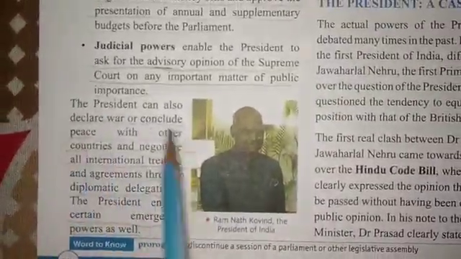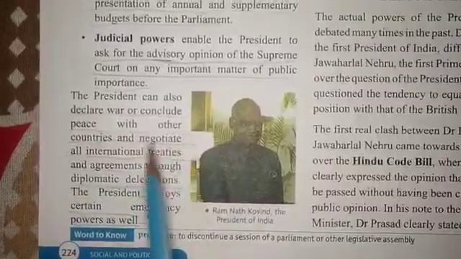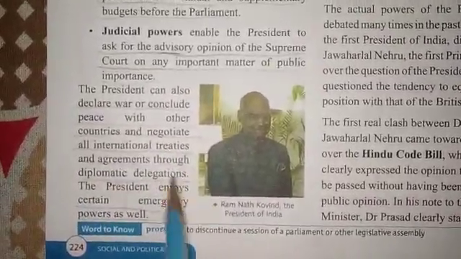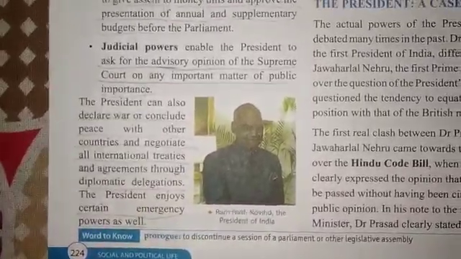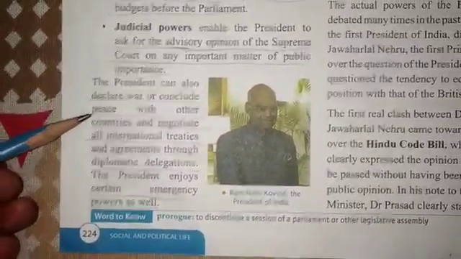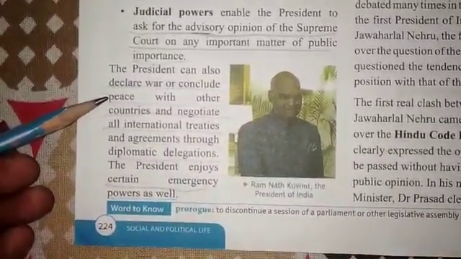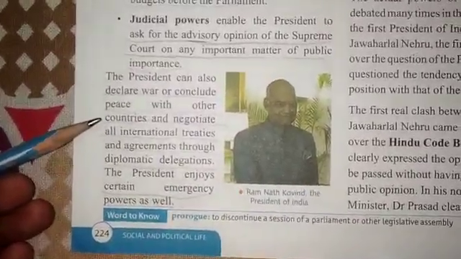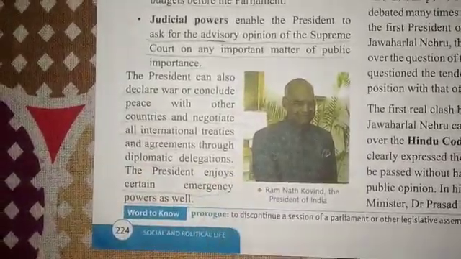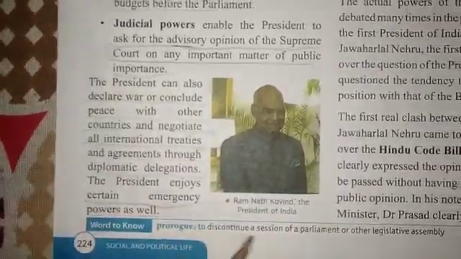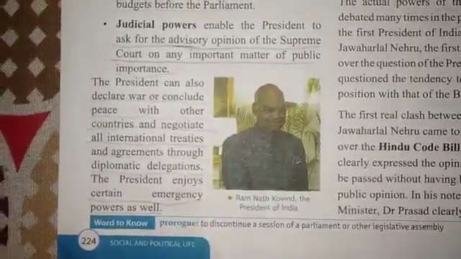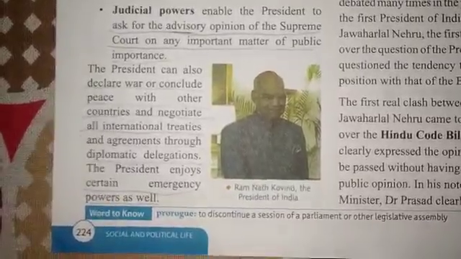Further, the president can also declare war or conclude peace with other countries and negotiate all the international treaties and agreements through diplomatic delegations. That means, if a matter arises, he can declare a war, or he can also declare peace in the condition of war. Further, he can also negotiate with other countries on all the international treaties, and he can make agreements through the delegations. That means, whoever the delegates are with the president.